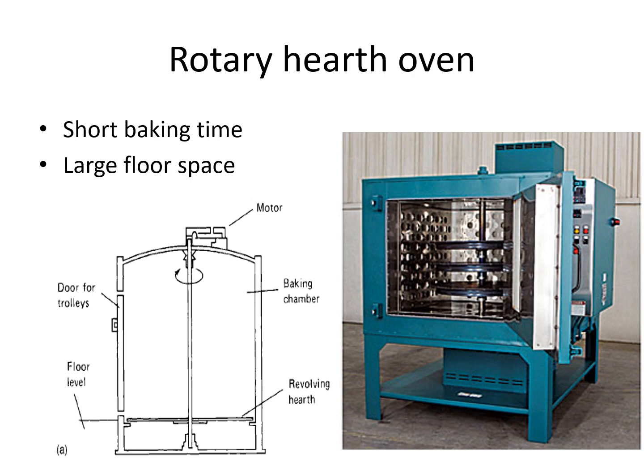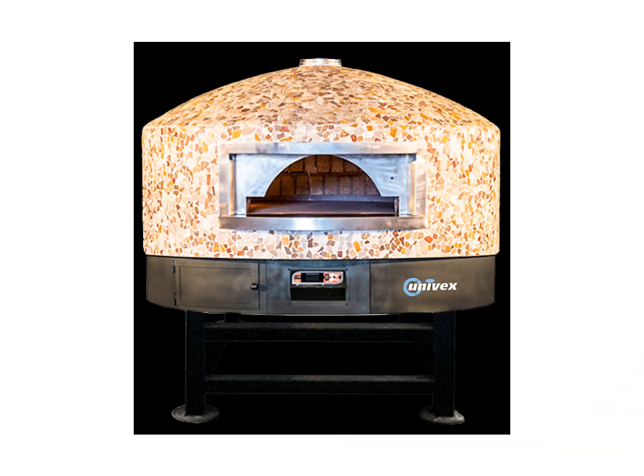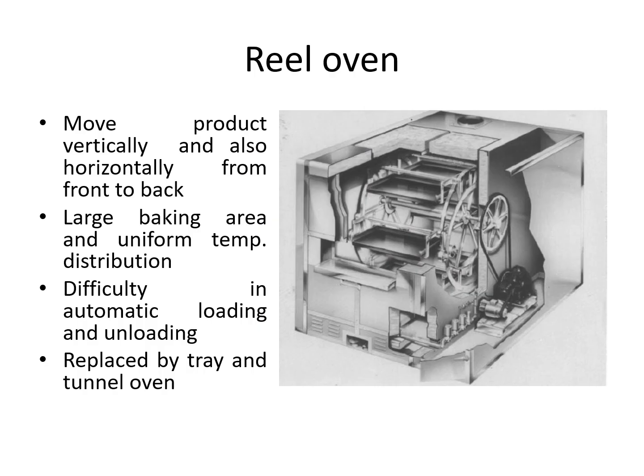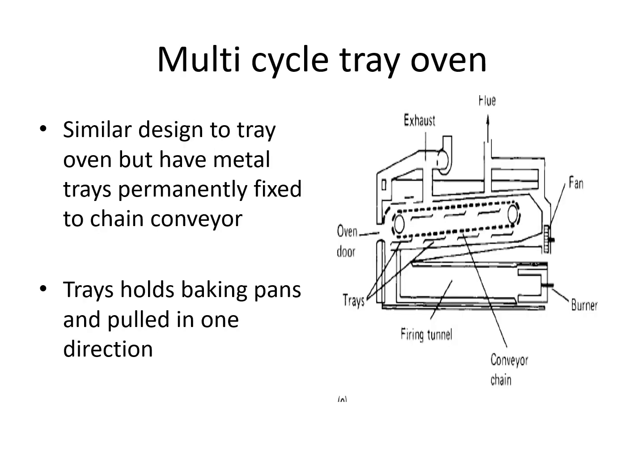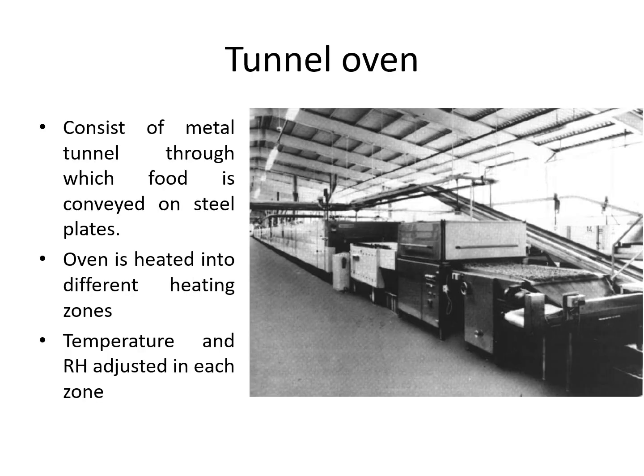Here in this rotating oven, the samples will be placed and baked. This pizza oven is an example of a rotary hearth oven. Reel oven: it is in the form of a wheel where the trays are attached. Inside the trays, the samples are kept and baked. Multi-cycle tray oven: it moves in a cyclic manner where trays are attached. Multiple trays are used and the food samples are placed in the trays to be baked.